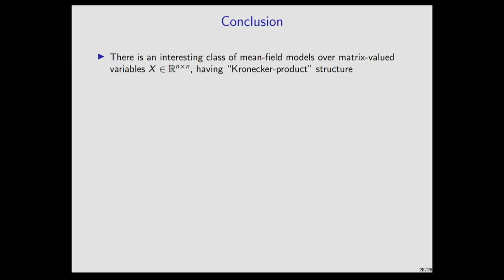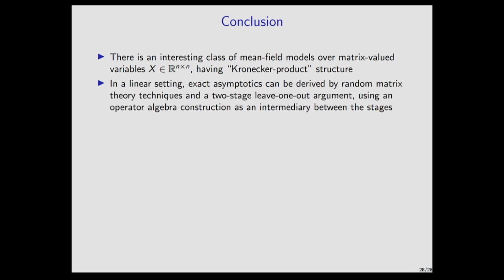So in conclusion, I think what I've said in this talk is the following. There seems to be an interesting class of mean field models over matrix valued variables that are m by n, and that have this kind of Kronecker-product structure coming from separate constraints or things about the rows and columns of this variable.